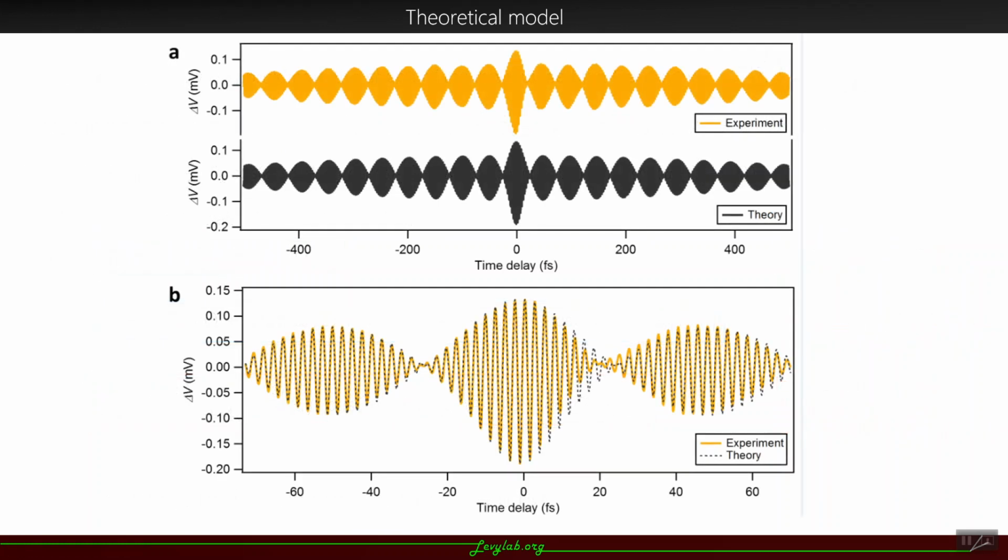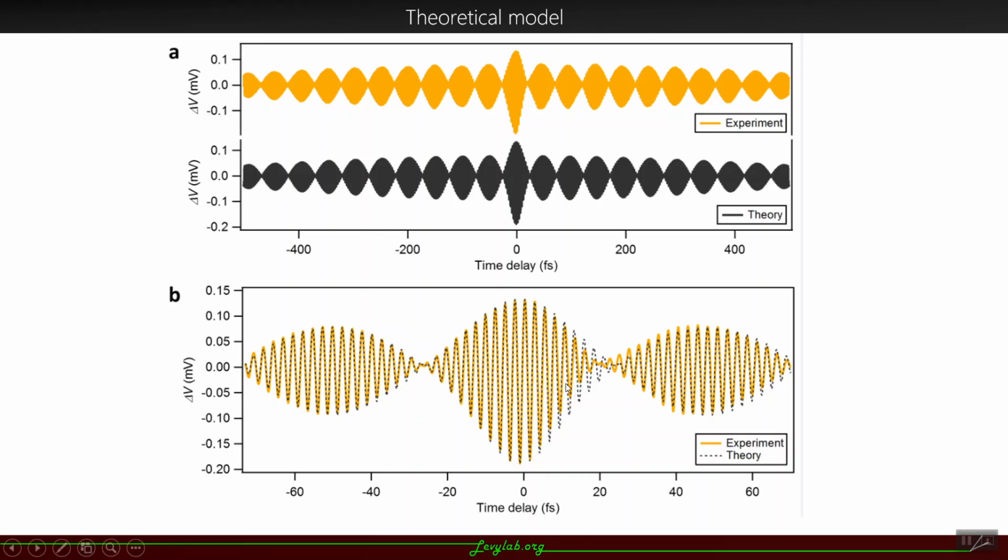So let's check the agreement between this theoretical model and our experimental data. So this yellow curve here is our 20 terahertz difference frequency experiment, and our black curve is the 20 terahertz simulation. And they seem to match pretty well. So the simulation contains both this beat pattern and this asymmetry in the y-axis, which is what we were hoping for.